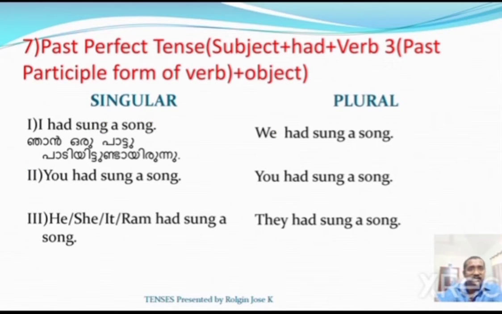Coming to past perfect tense. Look at the sentence structure: subject plus had plus V3 form, that means past participle form of the verb, plus object. I mean three persons. First person singular is I had sung a song. First person plural is we had sung a song. Second person singular is you had sung a song. Second person plural is also the same, you had sung a song. From the context you are able to identify. Third person singular is he, she, it, Ram had sung a song. And finally the plural is they had sung a song.